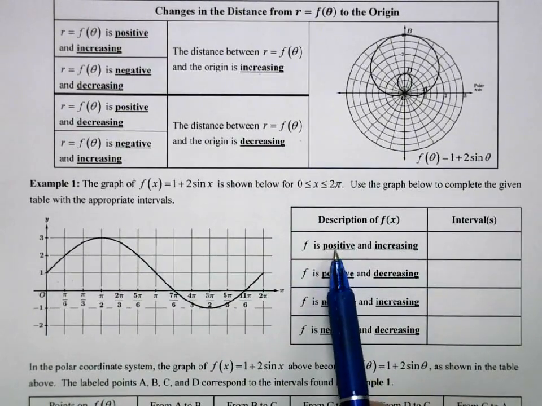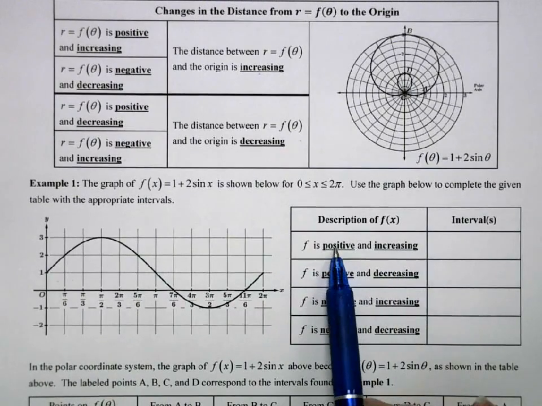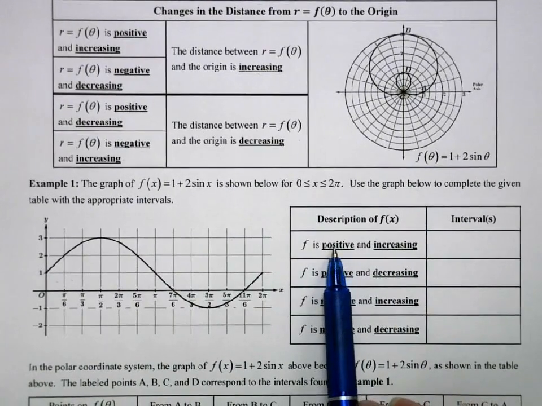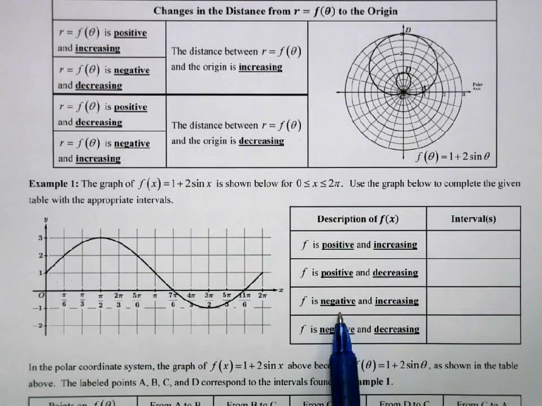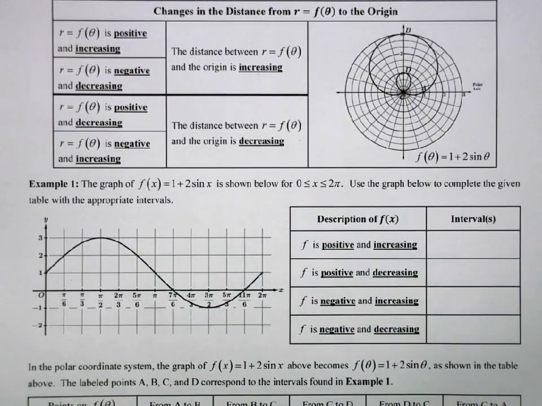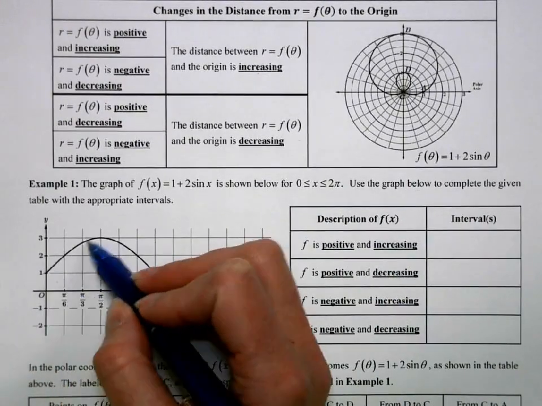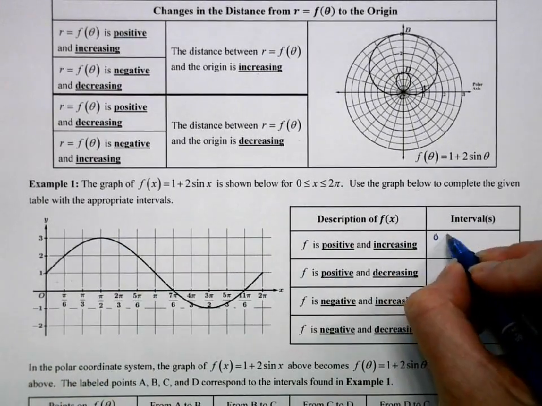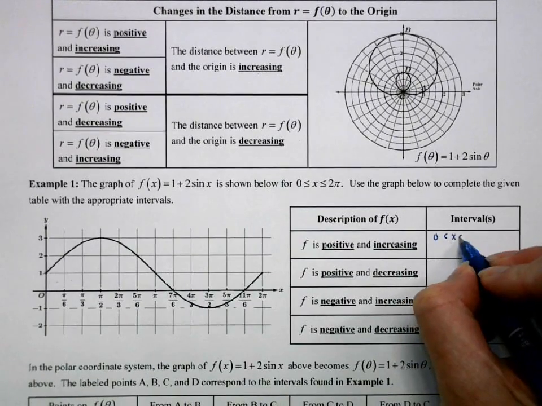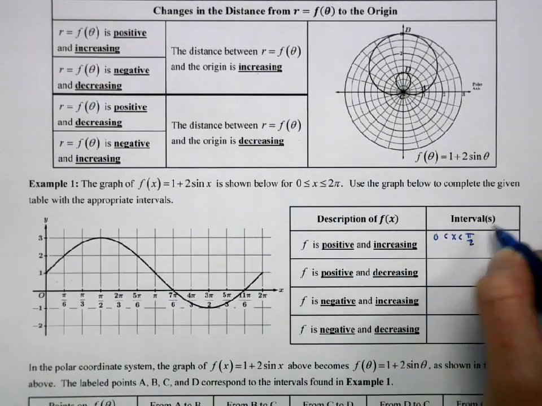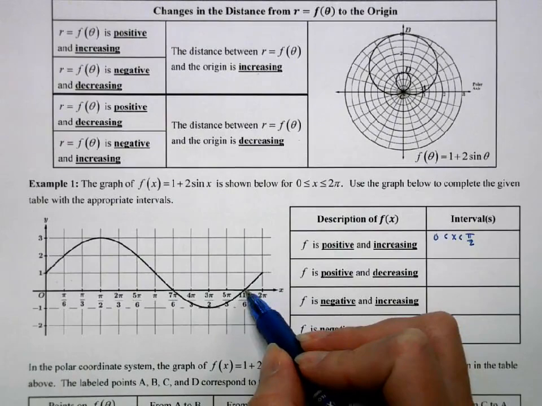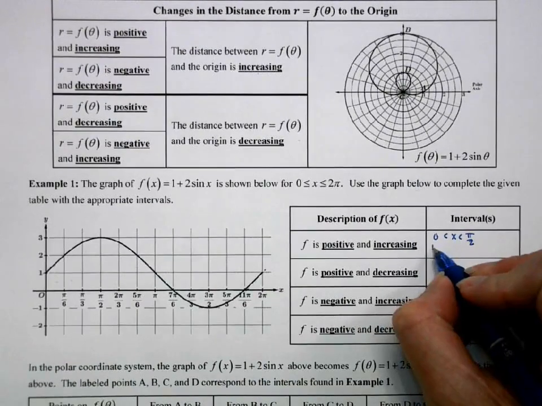So here we're going to look for where is f positive and increasing. So positive means above the x-axis, negative means below, and then increasing and decreasing are the y values going up or going down. So positive and increasing, that's going to be from 0 to pi over 2. And then again from 11 pi over 6 to 2 pi.